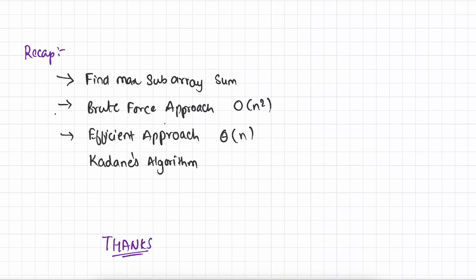So before we end this video, let's have a quick recap of what we have learned so far. We are given an array and our task was to find the maximum subarray sum. It means we have to find the subarray that has the maximum sum. To solve this problem, we saw the brute force approach, and in this approach the time complexity came out to be big O of n square. After the brute force approach, we saw the efficient approach, and in this approach we used Kadane's algorithm, and using this approach the time complexity came out to be theta of n.